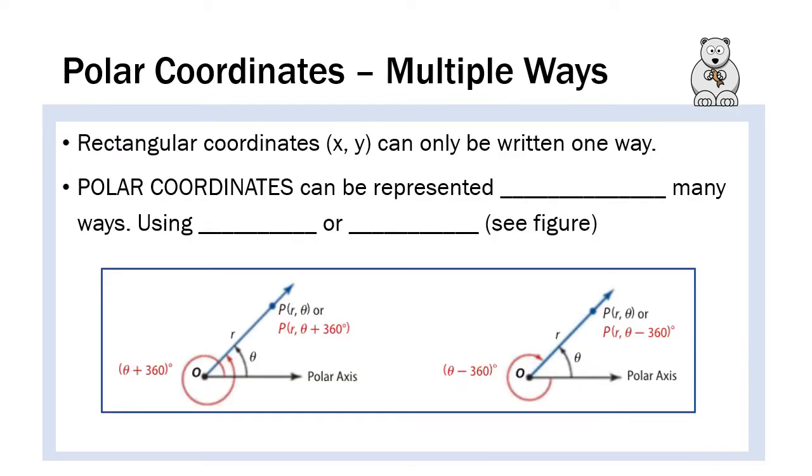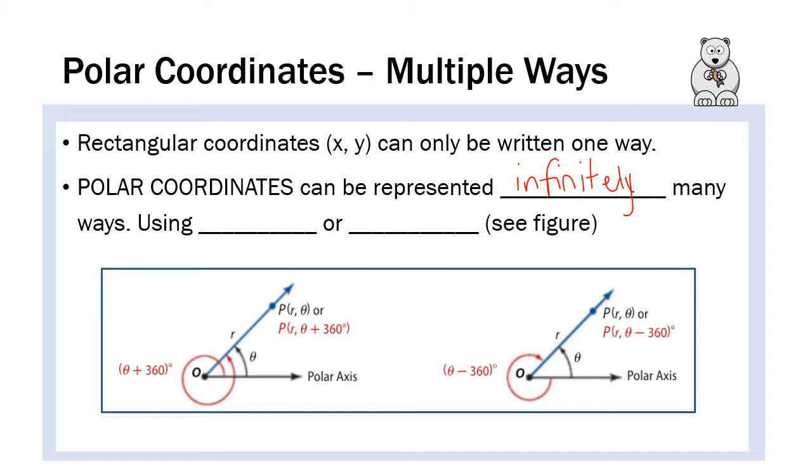All right. We just have one little section left, and it is, as you could see when we were doing the 360s, you can name angles multiple ways because of the coterminal angles. That means that you can go around and around and come to the same angle. So that means that polar coordinates can be represented infinitely many ways.